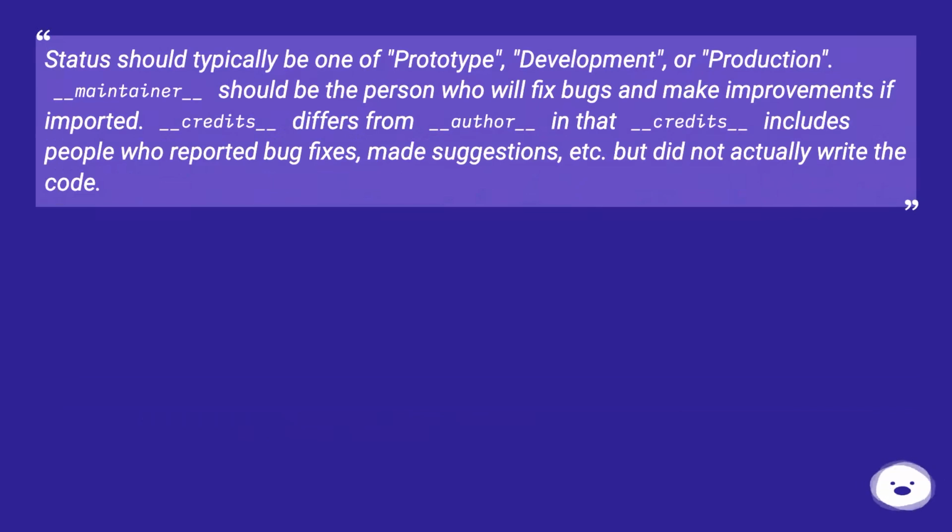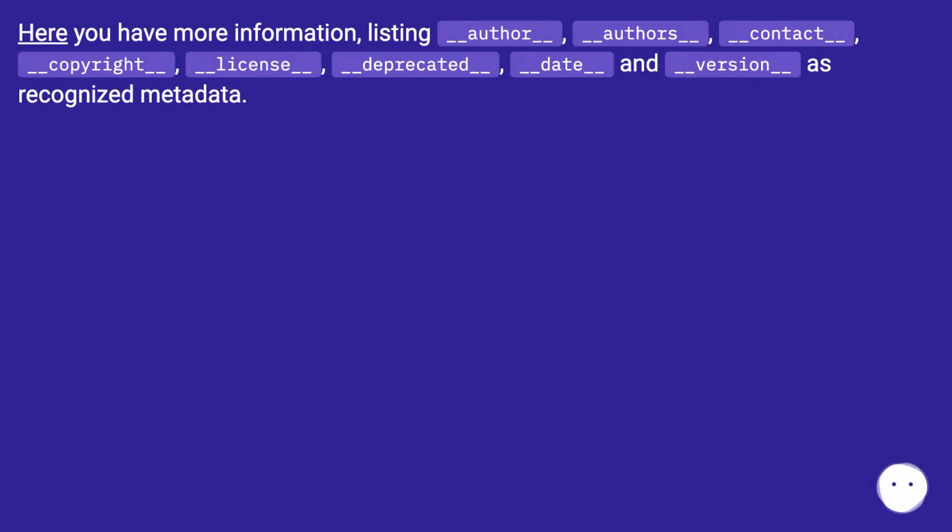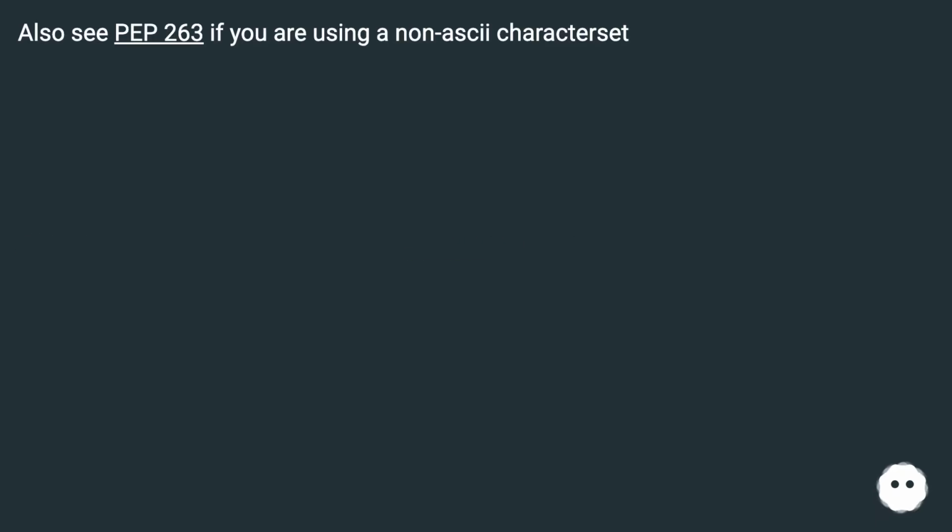__maintainer__ should be the person who will fix bugs and make improvements if imported. __credits__ differs from __author__ in that __credits__ includes people who reported bug fixes, made suggestions, etc., but did not actually write the code. Also see PEP 263 if you are using a non-ASCII character set.